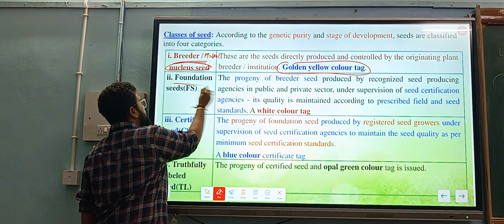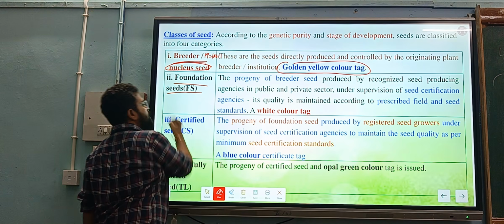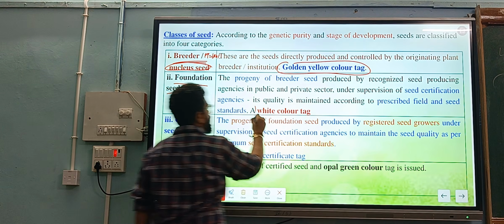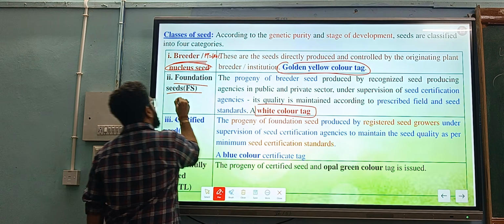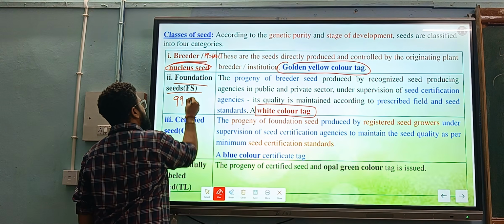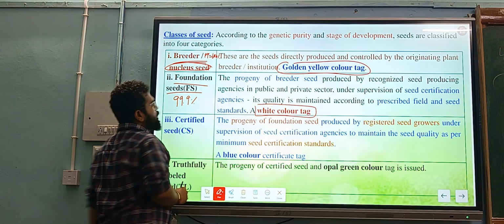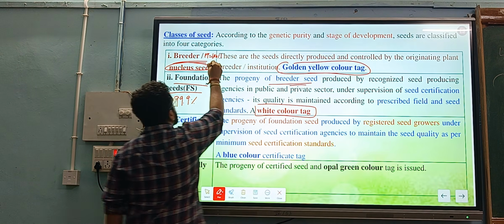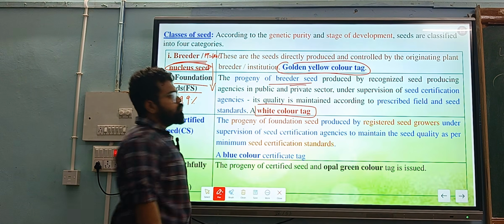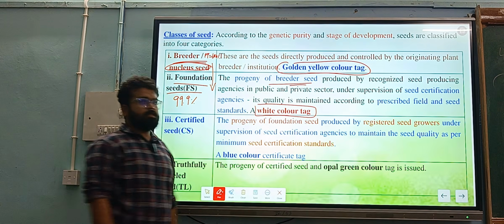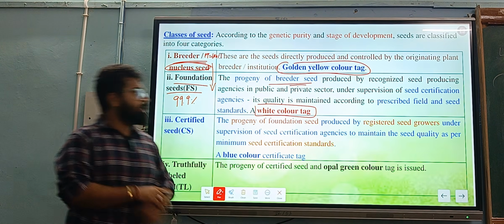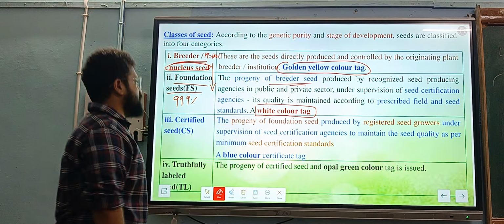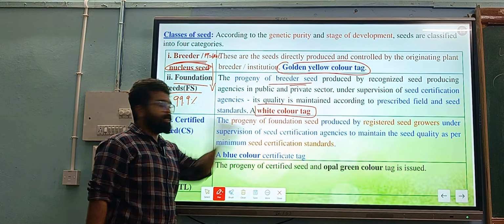The next is foundation seeds. It has a white color tag. It has a purity of 99.9%. It is the progeny of a breeder seed. Next to breeder seed, it is a foundation seed produced by recognized seed producing agencies, public or private sector, under supervision of seed certification agencies, and the color is a white color tag.